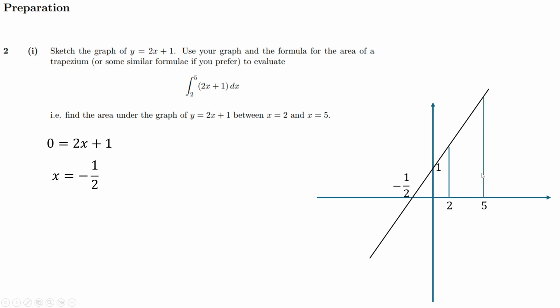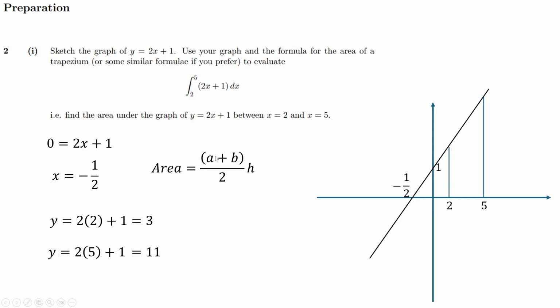Now, between here and here, it's just a trapezium. So to get the height at this, just plug in x equals 2 into there, and then plug in x equals 5 for this height. Just go ahead and do that. You'll get this. Plug it into the formula for the area of a trapezium. You know how to do this. Height here is just this horizontal distance, which is 3, and you'll get 21 square units.